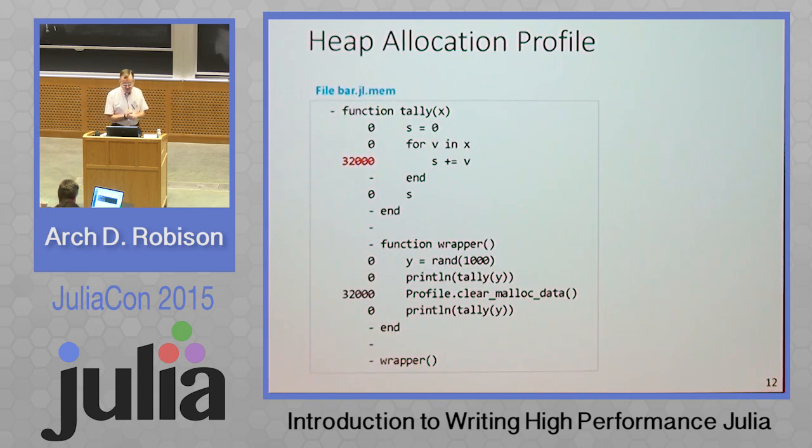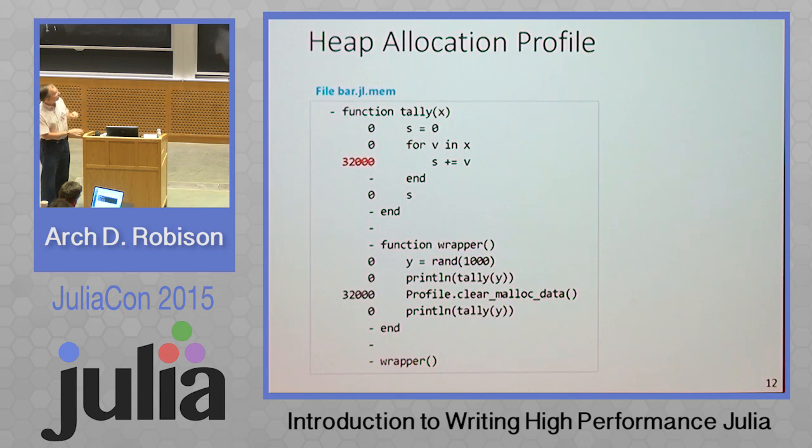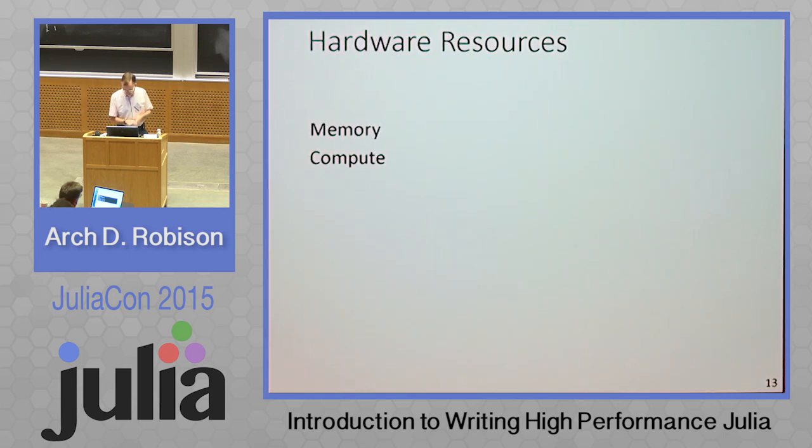So here's what the allocation profile looks like. And we'll go into why there are so many allocations. But if you look here, it's just a simple reduction at the top, and yet there's 33,000 bytes of memory being allocated, which seems darn peculiar for a reduction. So that's a sign that there's a mismatch between the performance model in my head and what's going on inside the code. So I'll cover the hardware resources, and then we'll get down to why that piece of code is messed up.